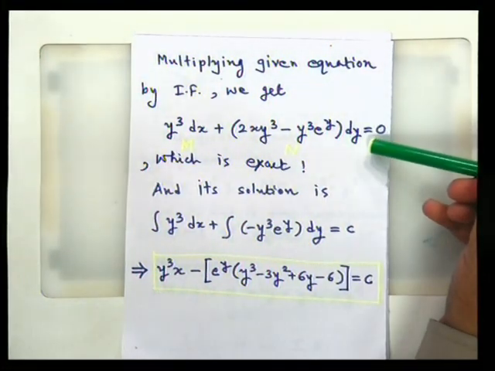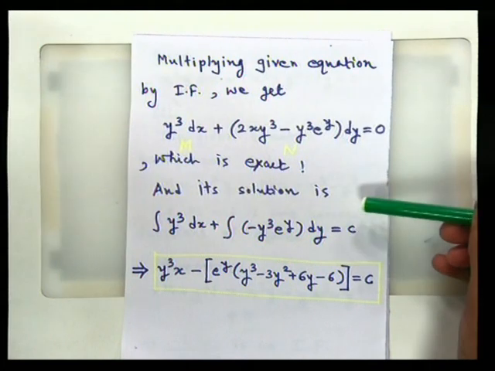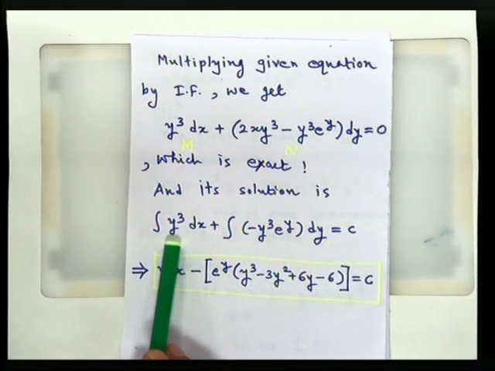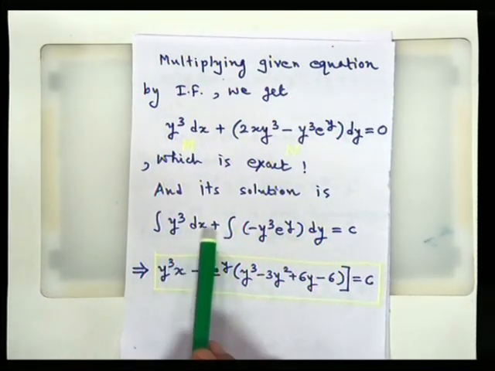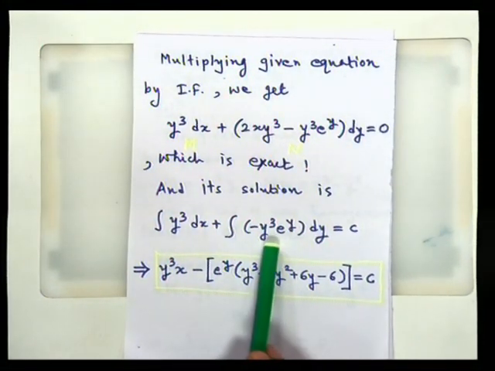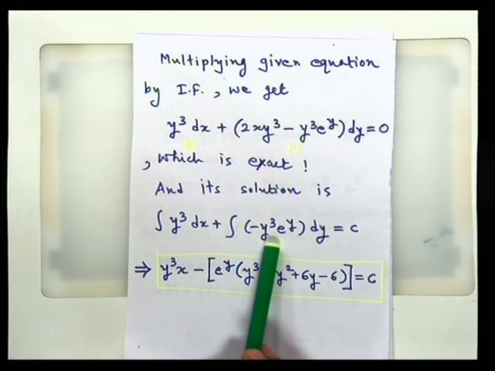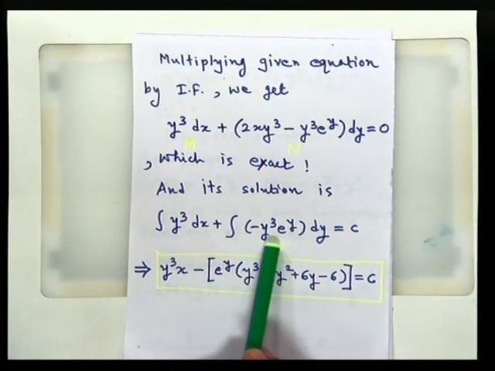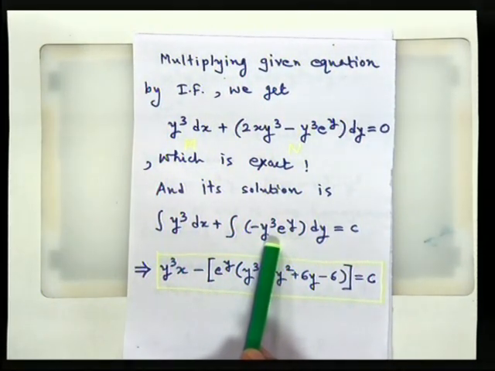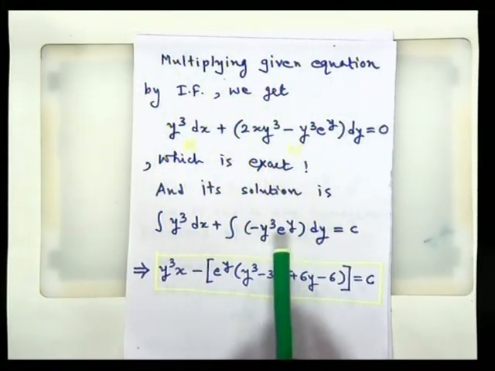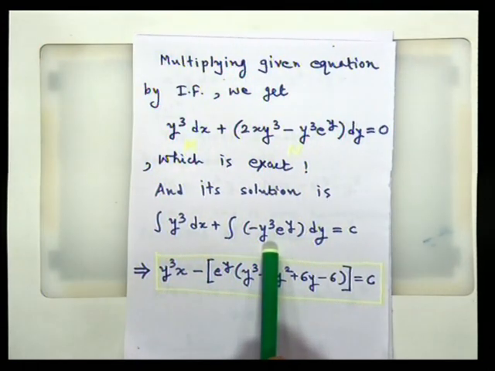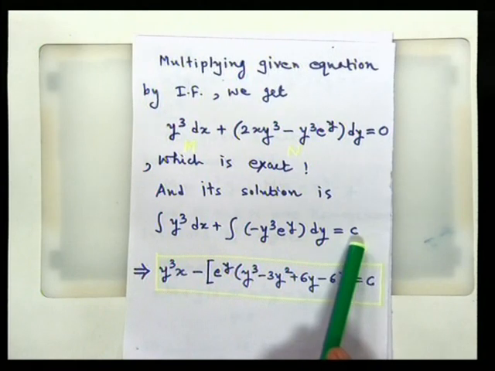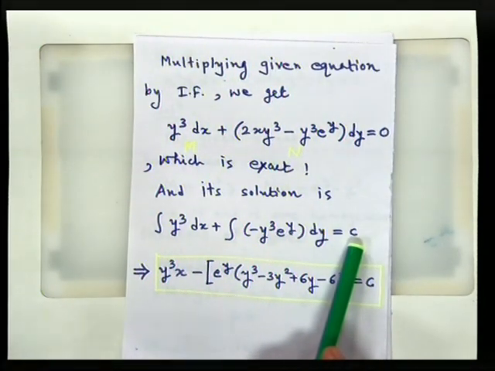This is an exact differential equation, and so its solution we can give by integral of M, that is y cube here, with respect to x, plus integral of the terms in N, that is terms in the coefficient of dy, 2x y cube minus y cube e raised to y, which are free from x. So the second term is free from x, so we consider that term only, minus y cube e raised to y, we integrate that with respect to y, is equal to the arbitrary constant c.